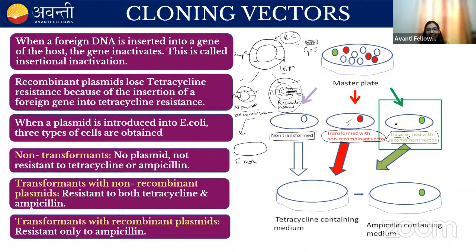Okay, but this transformed cell will be able to grow in the medium containing ampicillin, because it has the intact ampicillin resistant gene. Okay, I hope it is clear to everyone what the difference is between non-recombinant and recombinant vector, and between non-transformed, transformed with non-recombinant vector, or transformed with recombinant vector.